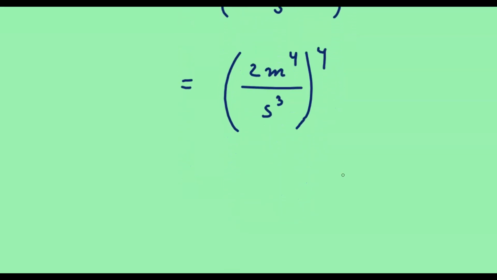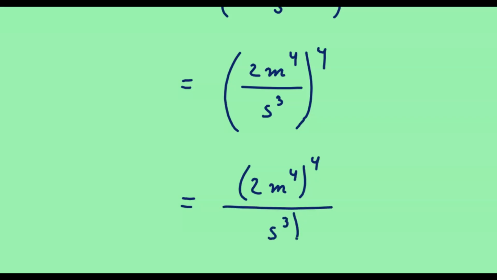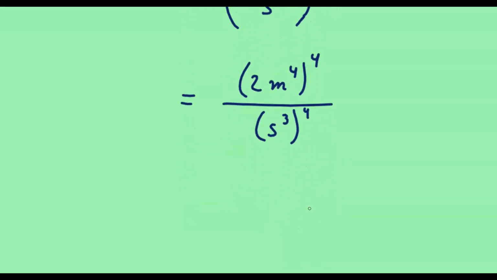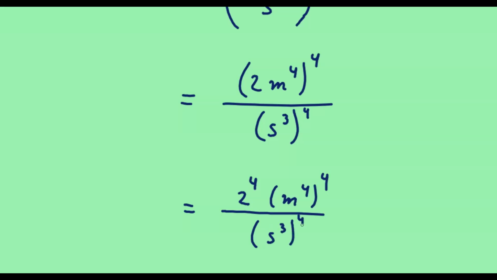Now we can use the power of a quotient law. And according to that, this will be 2 times m to the power of 4 whole to the power of 4 divided by s cubed to the power of 4. Now in the numerator, we can use the power of a product law. And using that, this will be 2 to the power of 4 times m to the power of 4 whole to the power of 4. And we leave the denominator as is.